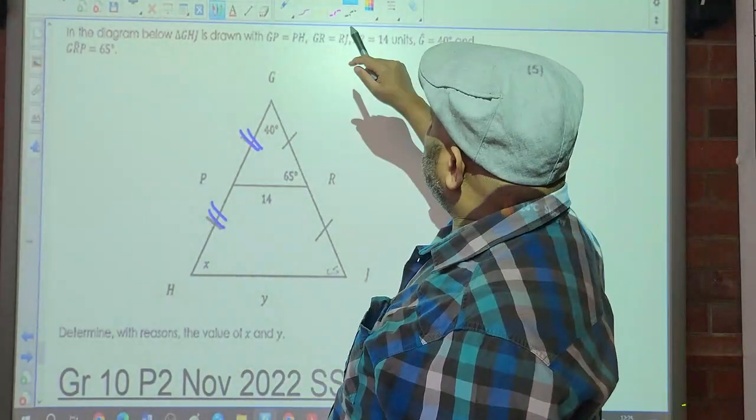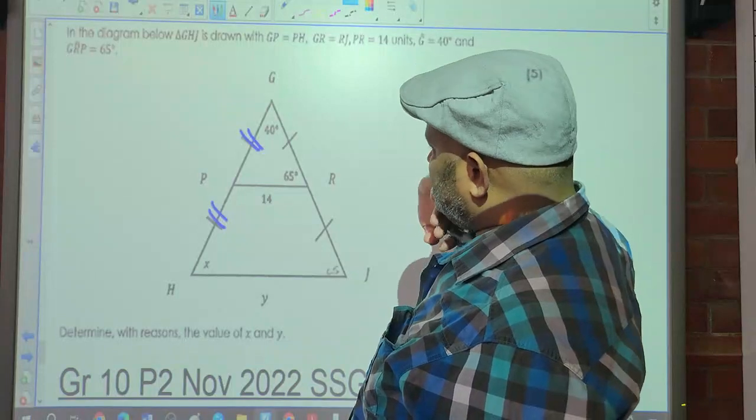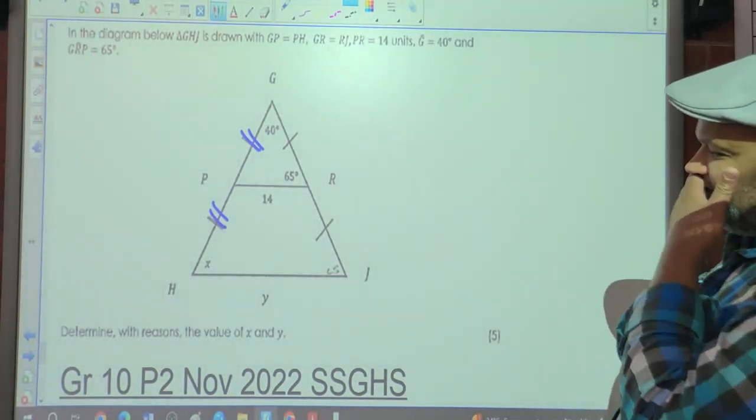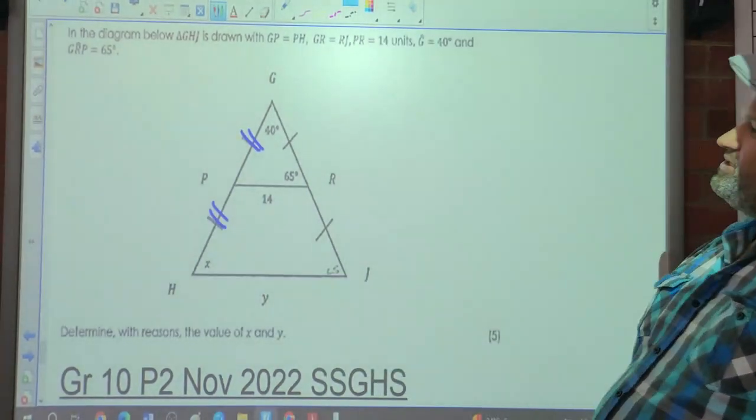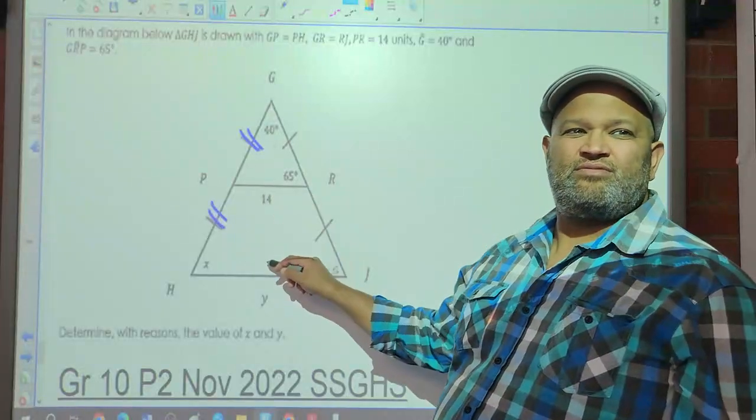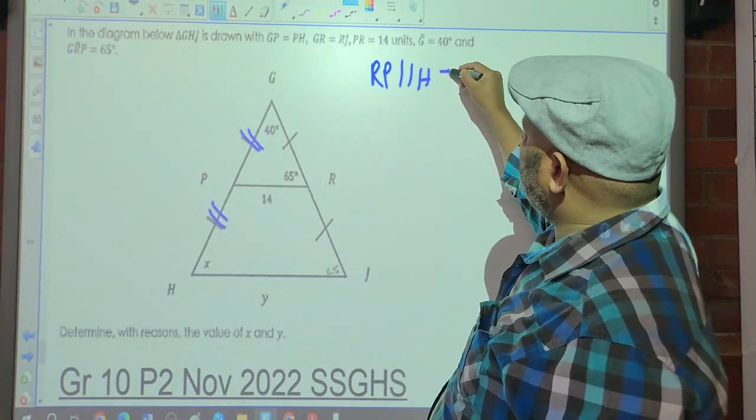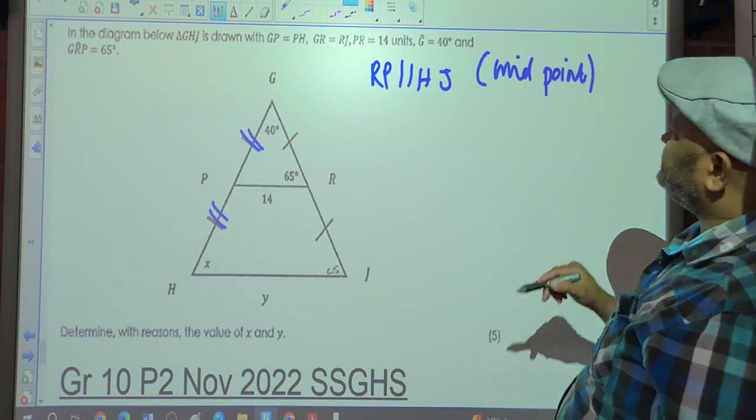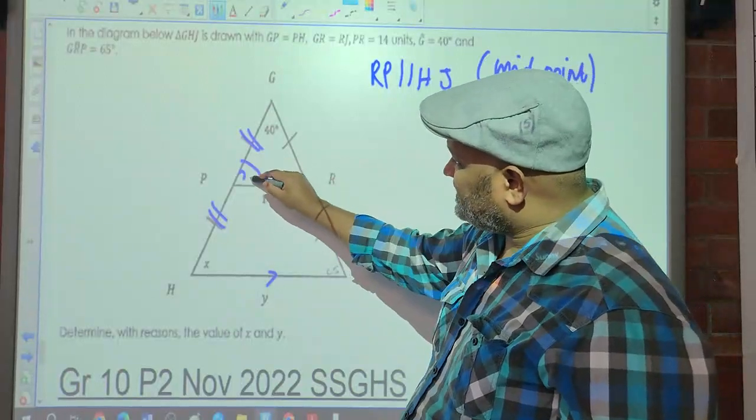Okay. Then we are told that PR is 14, G is 40, and GRP is 65. The question says, determine the reason, the value of X and Y. So here's X. Okay. So firstly, X and that angle here is the same provided these lines are parallel. But we know that lines are parallel. So we say that PR is parallel to HJ. Why? Because of the midpoint theorem. Alright, so it's parallel. Now what? Now, this angle is equal to X.